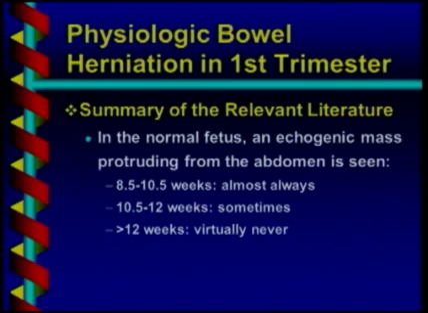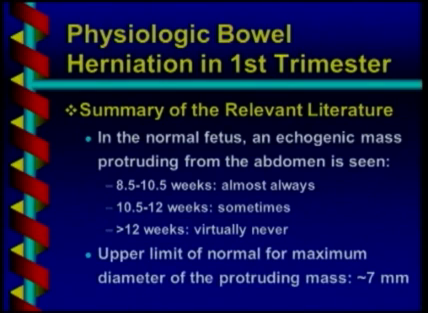So how do you tell? You don't want to follow these all up, but you don't want to miss the odd omphalocele that comes through. Well, to avoid the mistake, let's summarize the relevant literature, which says that in the normal fetus, an echogenic mass protruding from the abdomen is seen between about 8.5 and 10.5 weeks, almost always, 10.5 to 12 weeks sometimes, and greater than 12 weeks virtually never. The upper limit of normal for maximum diameter of the protruding mass is about 7 millimeters.